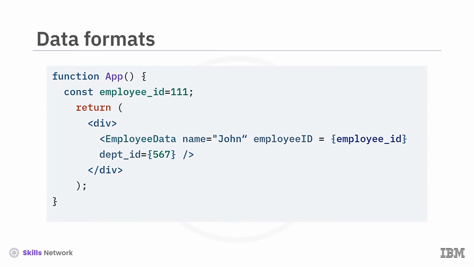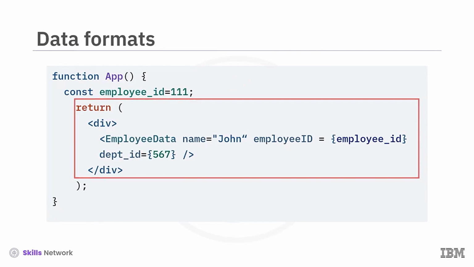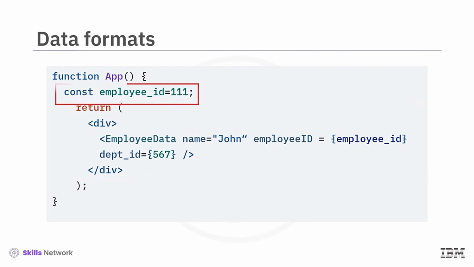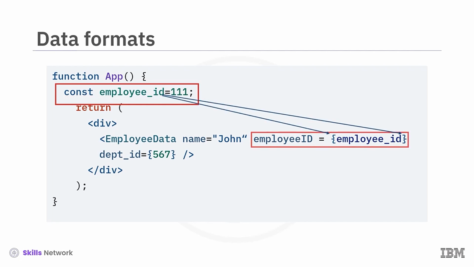You can also pass the data in other formats as well. In this example, change the app component's return statement. Notice that in this version, you declare a const named employee ID and assign the value 111. You can pass this prop dynamically to the employee data component using curly braces. Also, the key department ID prop is set to the static value 567 directly in the return statement. To do this, use curly braces around the 567 prop value.